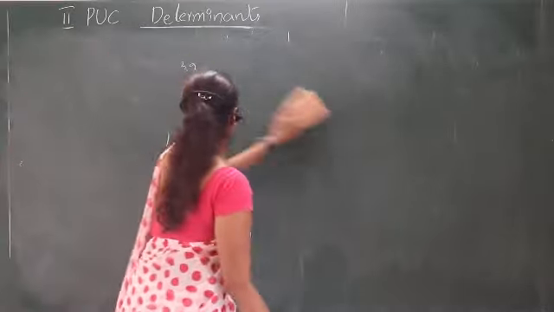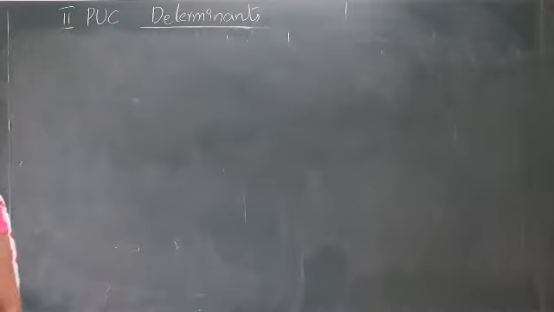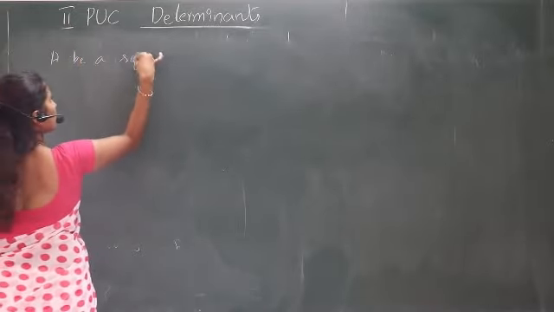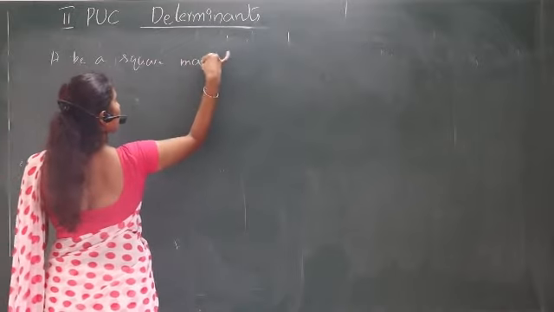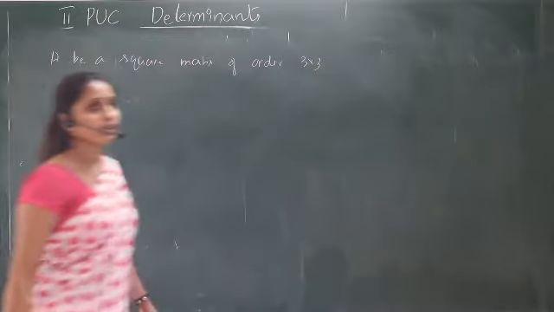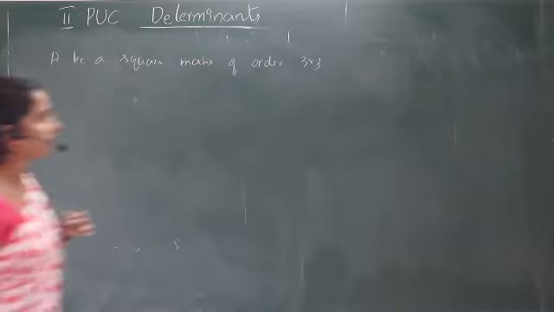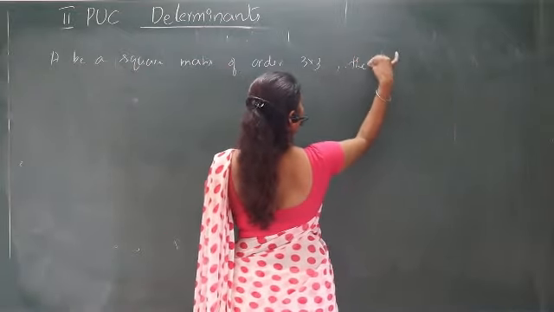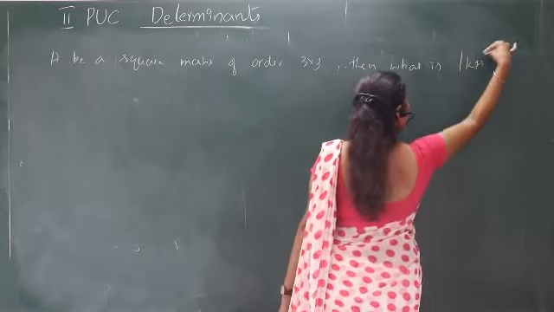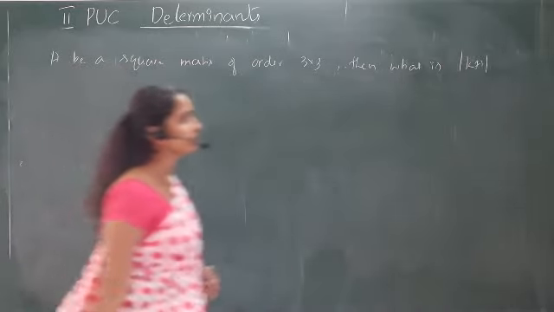So one more problem, it is in the exercise. If A is a square matrix of order 3 by 3, then what is the value of determinant of k into A? Then what is the determinant of k into A? So this is the question.